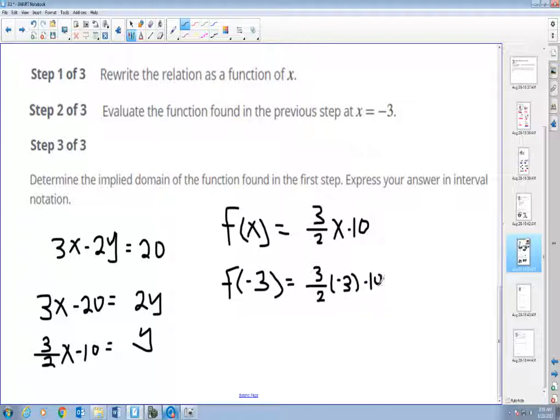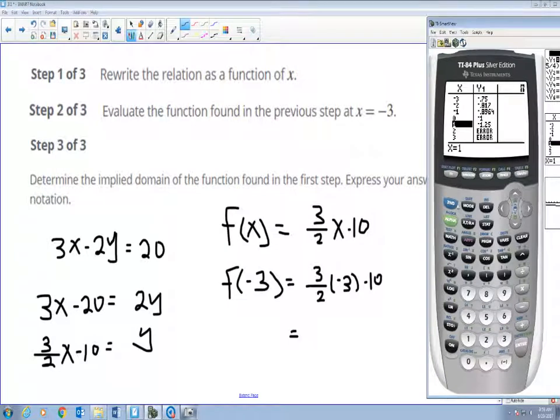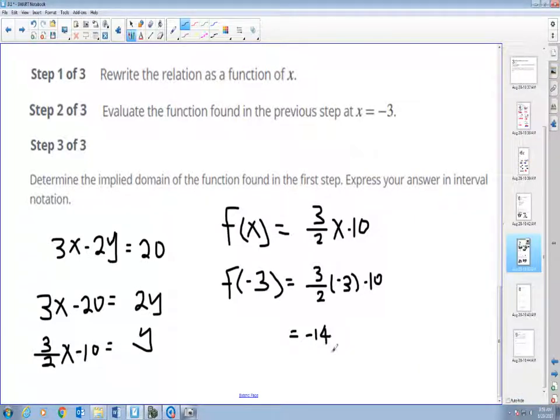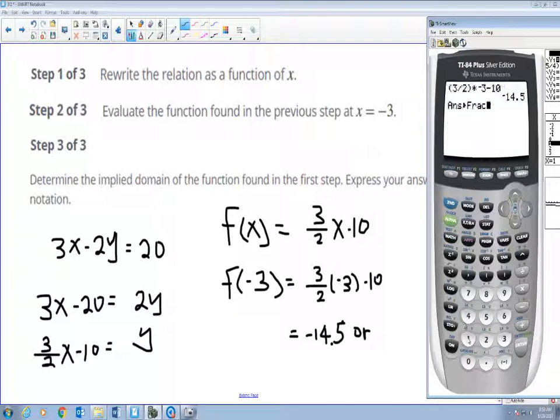If I actually graph this linear function and go to my table, it'll give me a decimal answer. Or I can just put this part in the calculator straight up by saying parenthesis 3 over 2 times negative 3 and then minus 10. That will still give me my answer, negative 14.5. So we can do negative 14.5, or we can do an improper fraction. Math, number 1, convert to fraction.